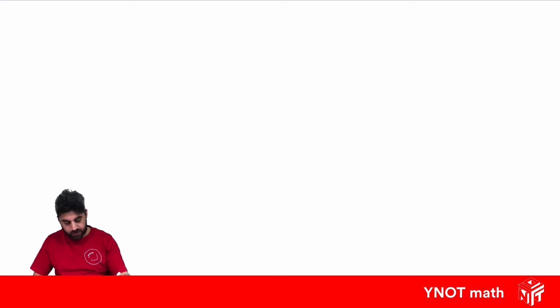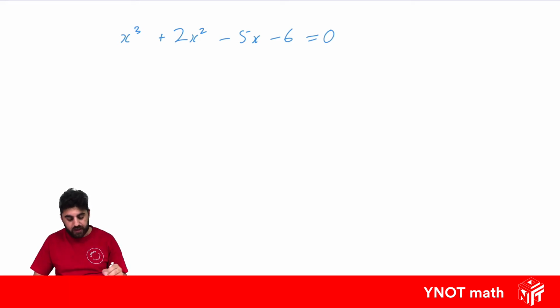What if the polynomial is not factorized? Let's look at x cubed plus 2x squared minus 5x minus 6 equals 0. To solve this, we can use the factor theorem to get our solutions, because if we sub in a value for x and we get 0, we know it's a solution. So we could let p of x equal our polynomial. So p of x equals x cubed plus 2x squared minus 5x minus 6.